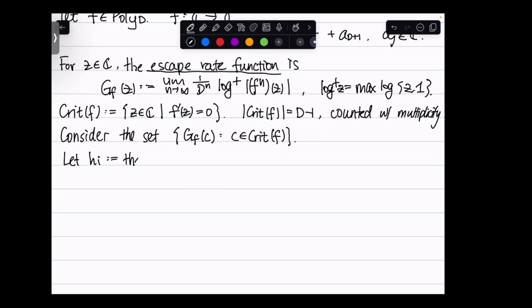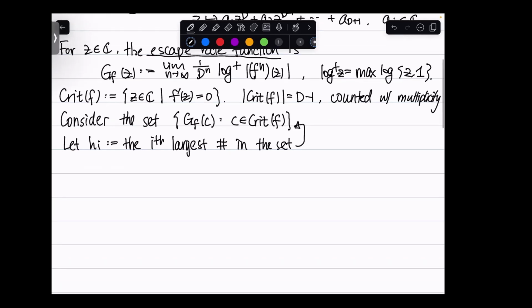Sorry, Mary, to interrupt. Just a question for clarification: a critical point in principle could have a bounded orbit, right? Then this escape rate would be 0. Yes, exactly. You're right. So this set could be 0, 0, 0, 0. So h_i is the ith largest number in the set defined above.